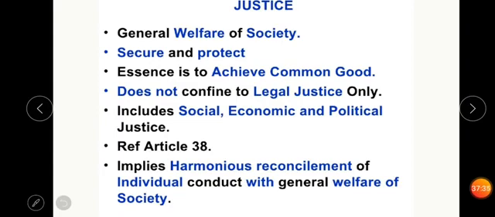As stated in the preamble, our constitution aims at securing social, political and economic justice for all. Justice means there should not be any kind of discrimination. There must be social justice, economic justice, and political justice. One by one I am going to deal with that. If someone asks you what social justice is, it means there should be no discrimination on the basis of birth, caste, race, sex or religion. That is called social justice.